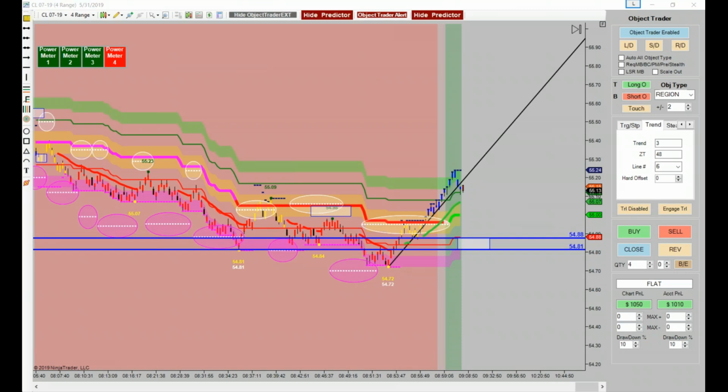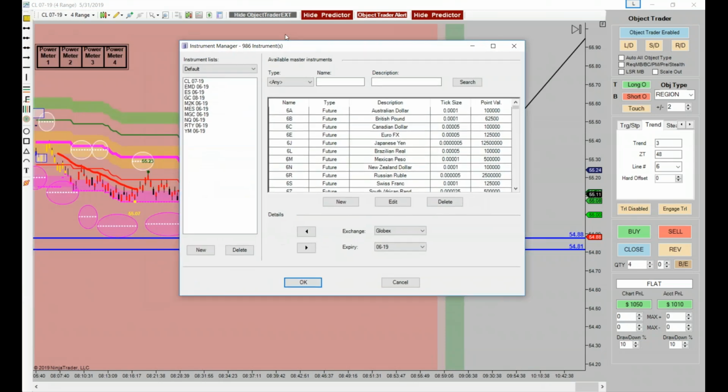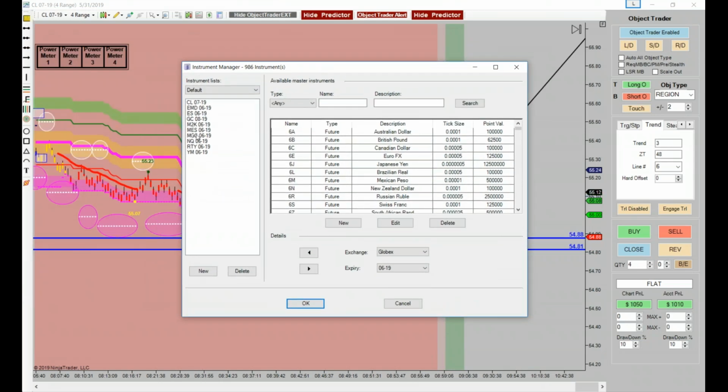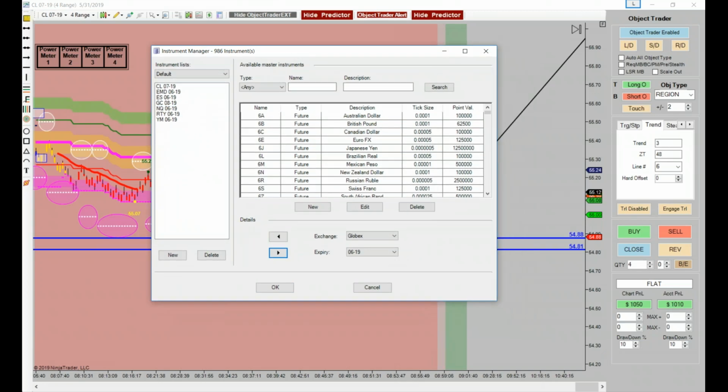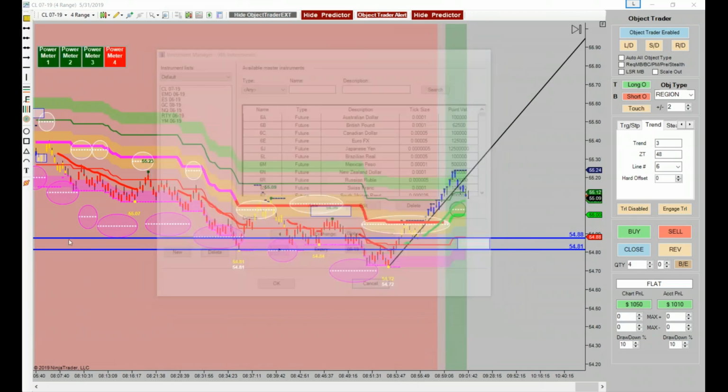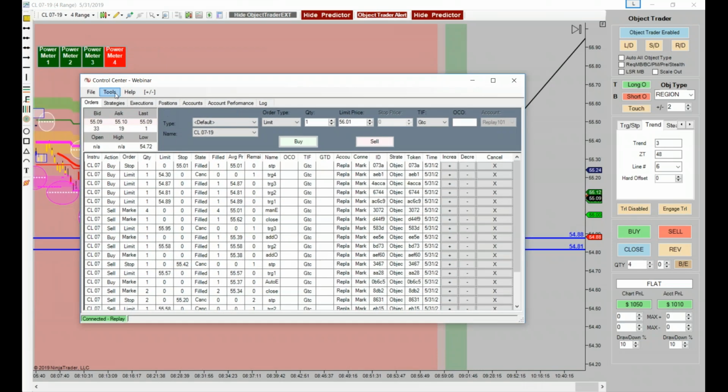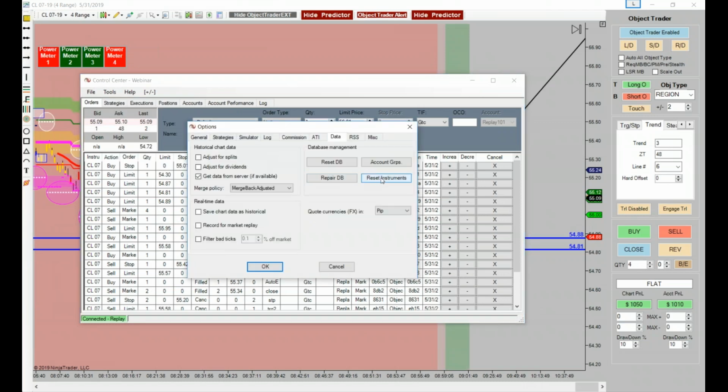Gary, can you show me how to add those micro index futures to my instrument manager? Sure, Kathy. Let's take a second and do that. Go to Tools and Instrument Manager. I'm going to go ahead and just get rid of them for a second, just like you've got yours, you don't have them. So that's just normal equity futures and oil and all that. What you want to do first is go to Tools and Options, go to your data and reset your instruments.